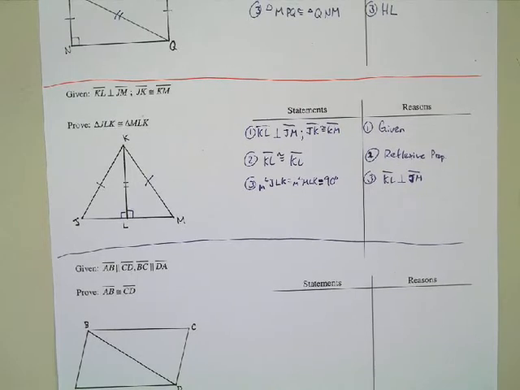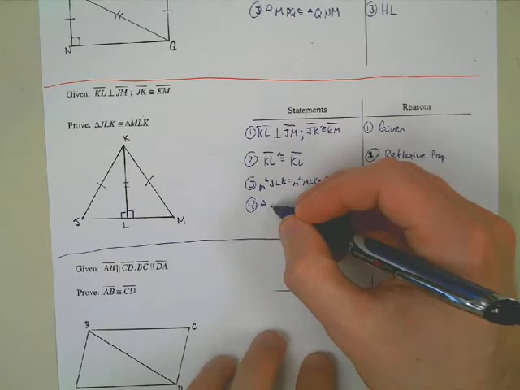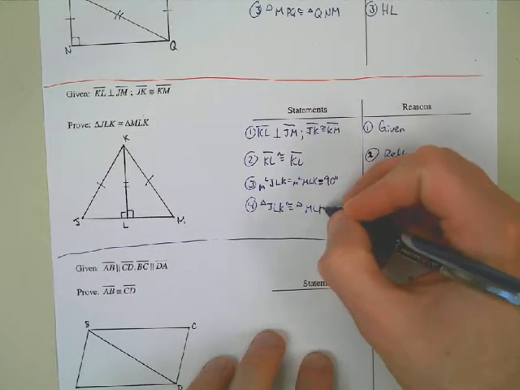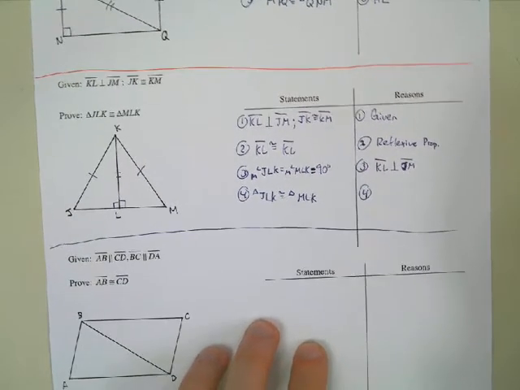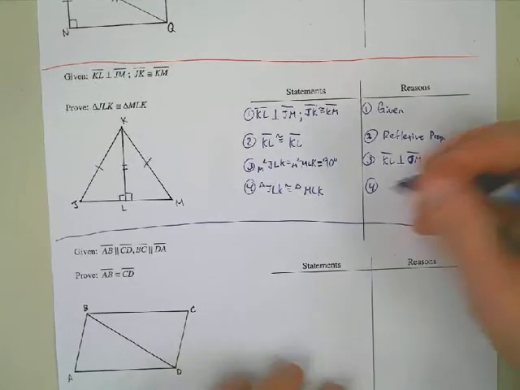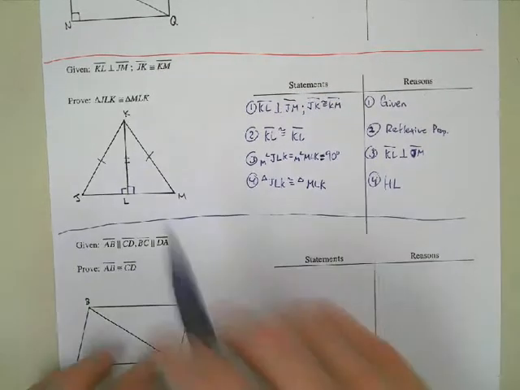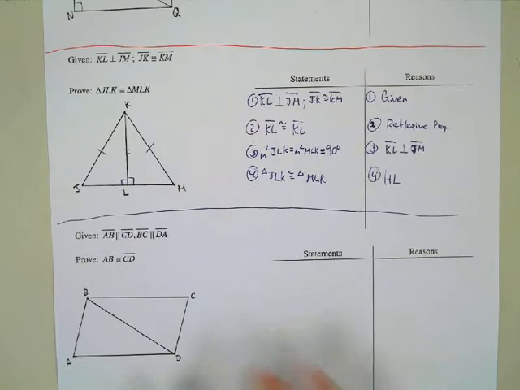Okay, and then Keegan, what would our last step be here? Triangle JLK is congruent to triangle MLK. Yep, you got it. And what's our reason? Isn't it HL? Hypotenuse leg, exactly. HL, yep. We have the hypotenuse congruent and we have the legs congruent.